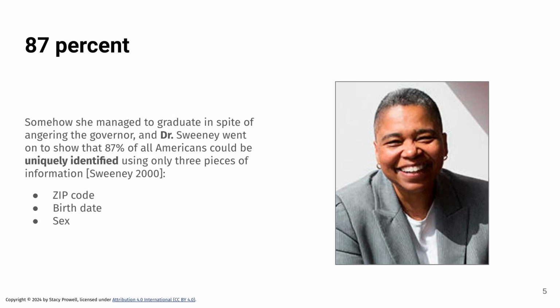So she went on to graduate in spite of tangling with the governor. Now she's Dr. Sweeney. And she went on to show that 80% of all Americans could be uniquely identified using just 3 pieces of information: zip code, birthday, and sex. Once you have those 3 pieces of information, you can uniquely identify about 87% of all Americans. So there you go.